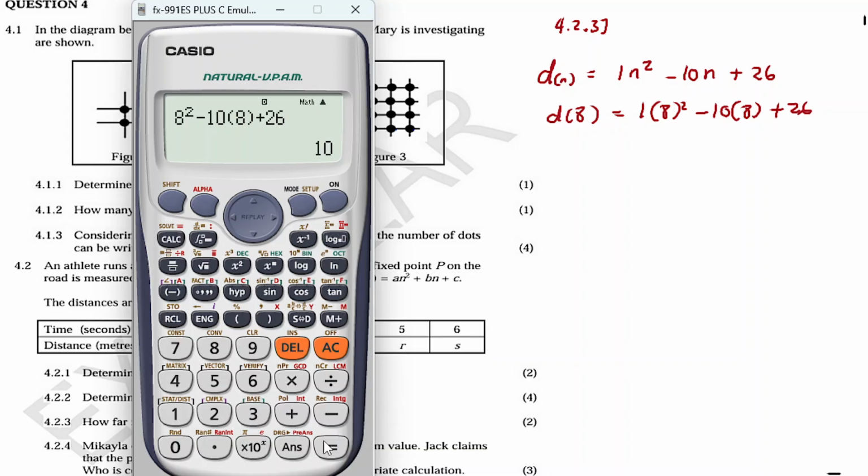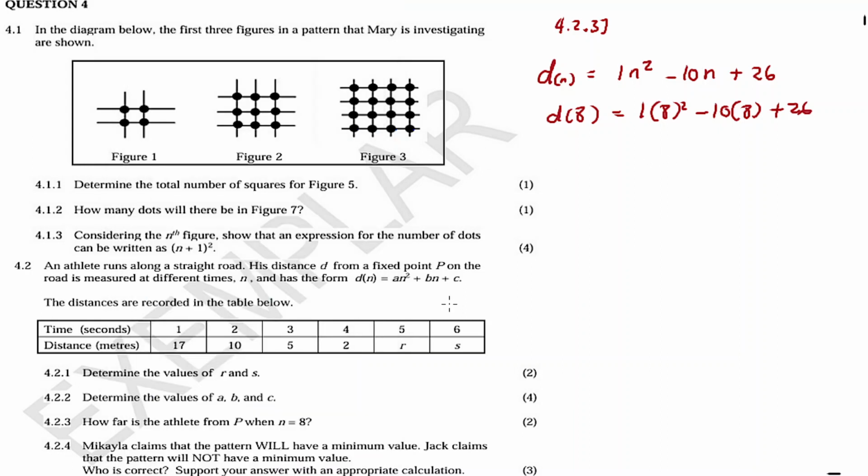Okay, I see. Even when I put a bracket here, you wonder. But is this true though? Okay, D8. This is what? It's 10 meters. Yeah, this is equal to 10 meters.